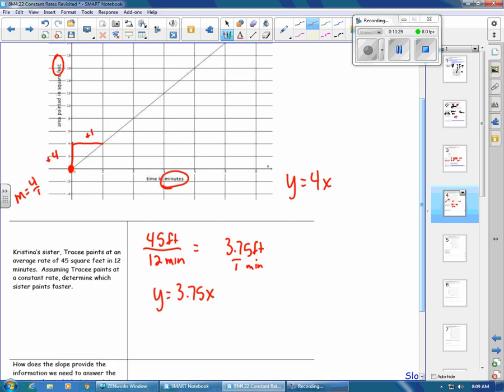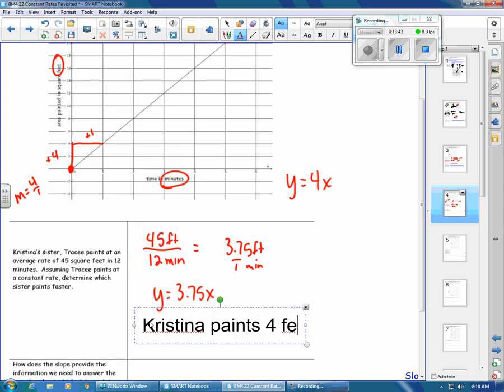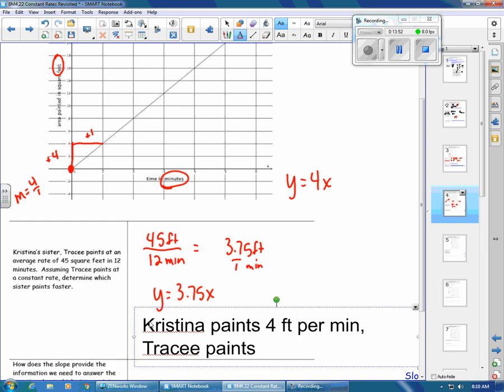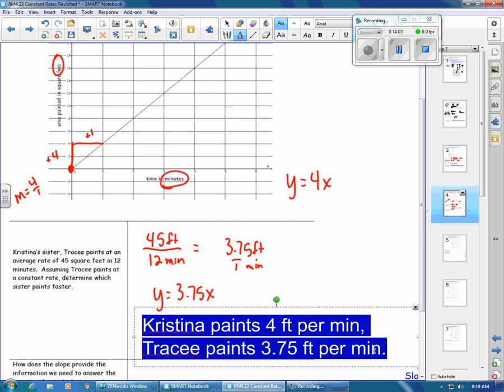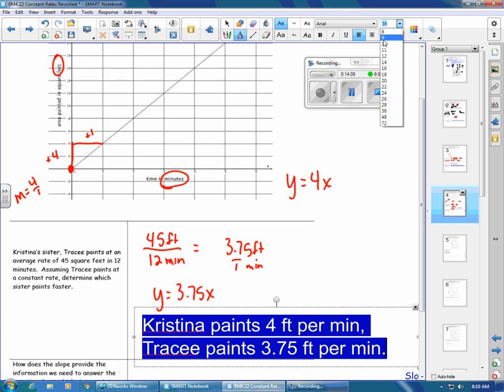So who paints faster here? Who paints faster? So Christina paints faster. She can paint 4 feet per minute. Tracy only paints 3.75 feet per minute. And I don't know why this turned out to be so big, but we'll make it smaller because I'm not shouting it at you.